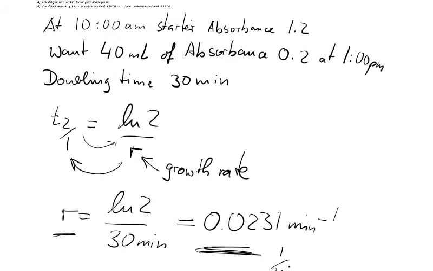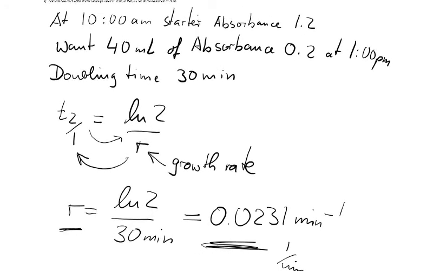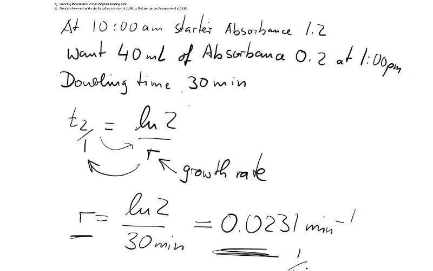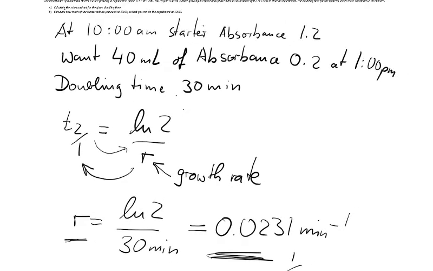Now, what we need to do now is really, we need to try and understand the next question. The next question basically is, calculate how much of the starter culture you need at 10 o'clock so that you can do the experiment at 1 o'clock. Now we need to really understand what this question asks us. It's almost like a detective story.